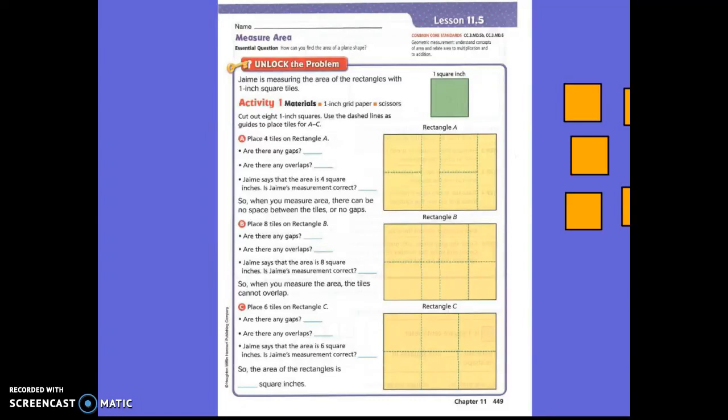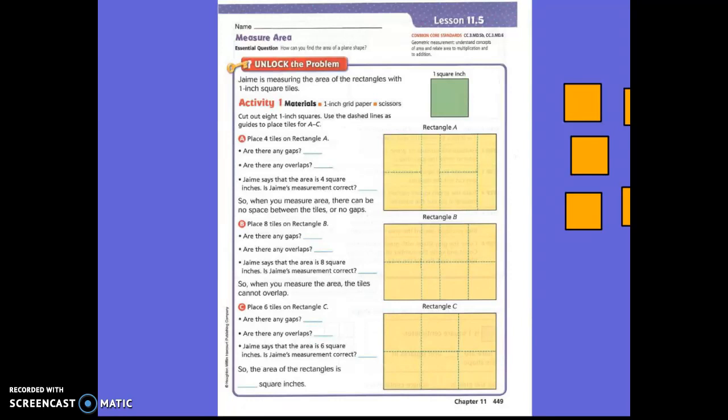Okay, boys and girls, today we're going to estimate and measure area of plane shapes by counting unit squares. Alright, read the little tiny story problem. Jamie is measuring the area of the rectangles with 1-inch square tiles. Okay, she says you need grid paper and scissors. I'm not going to give you grid paper and scissors.